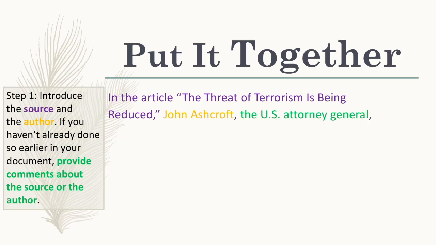Let's look at another example. So in this example, we have, in the article, the threat of terrorism is being reduced. That's the source. John Ashcroft, the author. And then this example gives us more information about the author or additional comments about the source or the author. So they said the U.S. Attorney General. So now we know that John Ashcroft is the U.S. Attorney General. Notice how that additional information is set up by commas. That's because we could take that out. That's called an appositive phrase, and those appositive phrases should be able to be pulled straight out of your text. So we set it off with commas to prove that it's an interrupter.